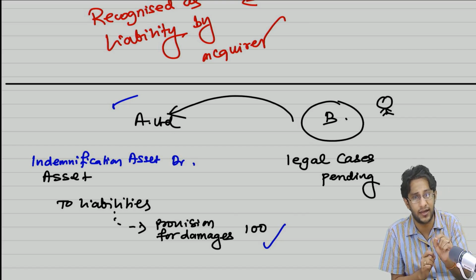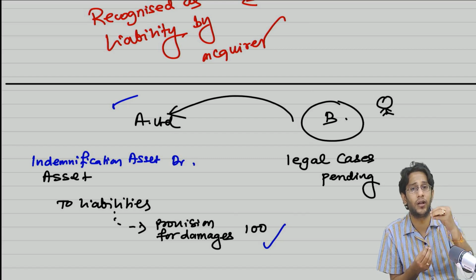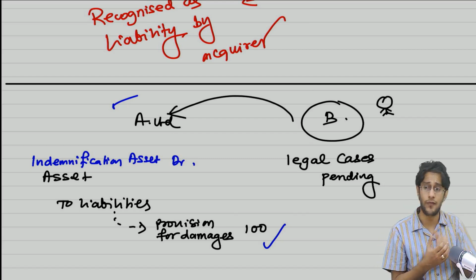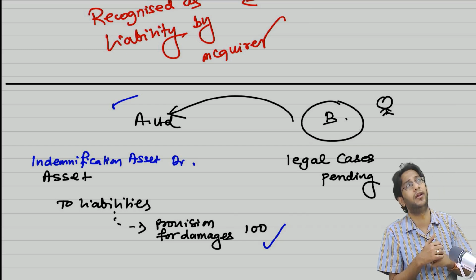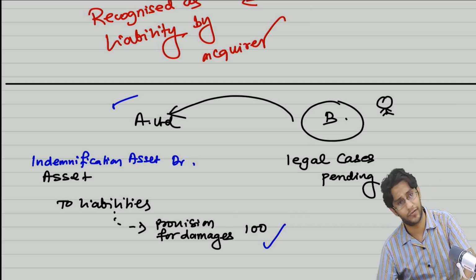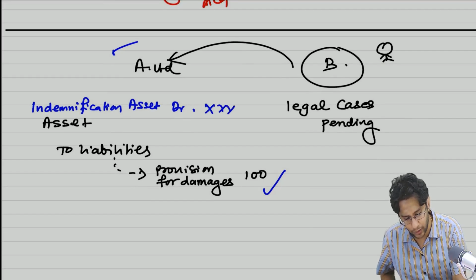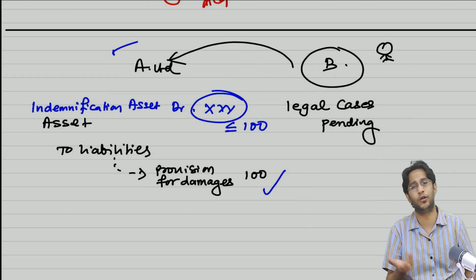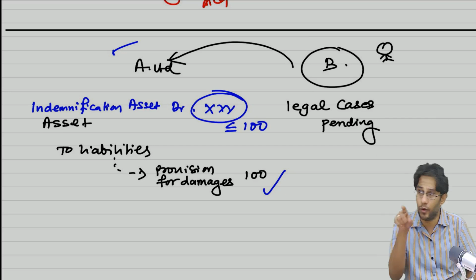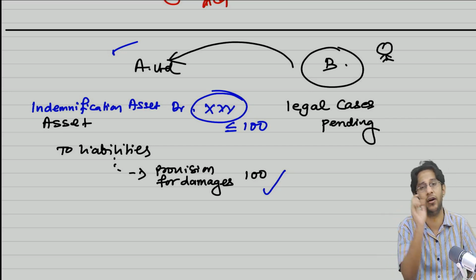And the indemnification asset, as the name itself indicates, cannot exceed the amount of liability you have recognized. Indemnification means compensation for a loss. So you cannot have a compensation recognized at an amount higher than 100. So this can be less than or equal to 100. Sir, they agreed only 60, no problem. Sir, they agreed 120. You have to restrict this entry to only 100 rupees.